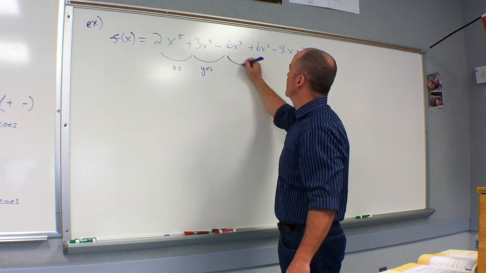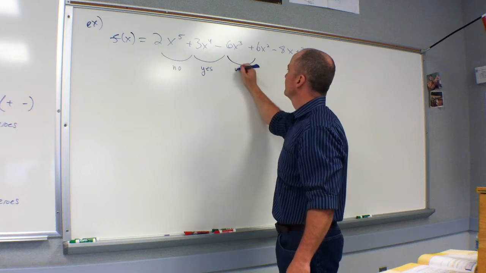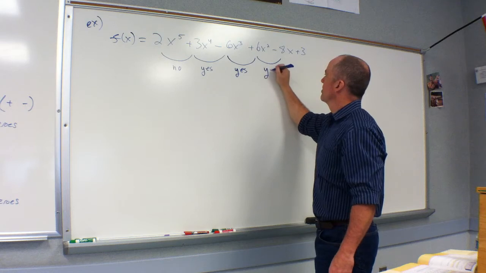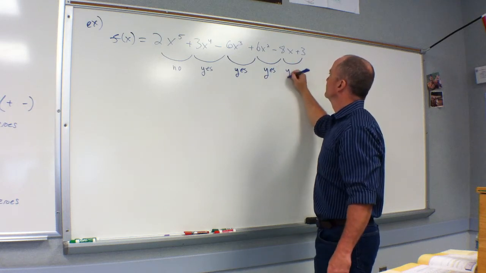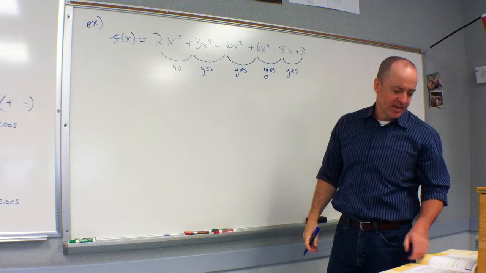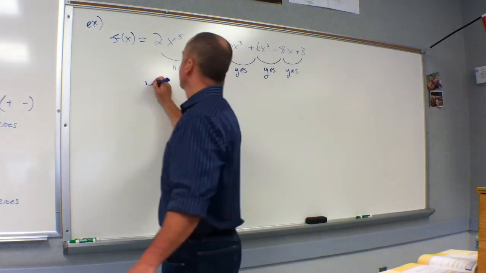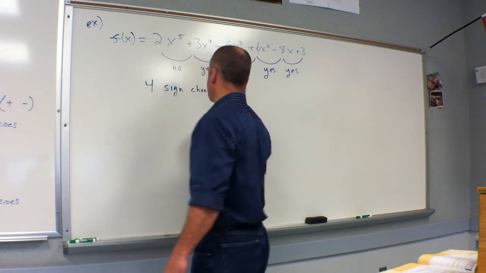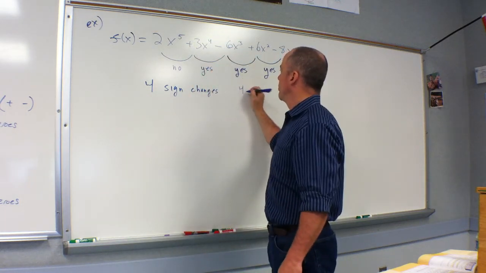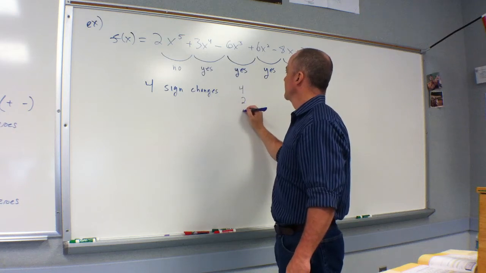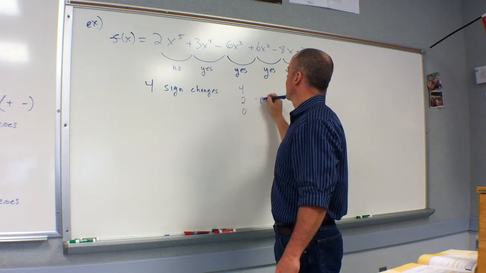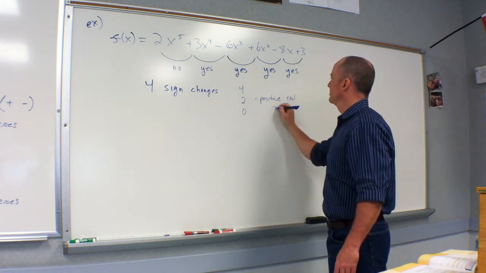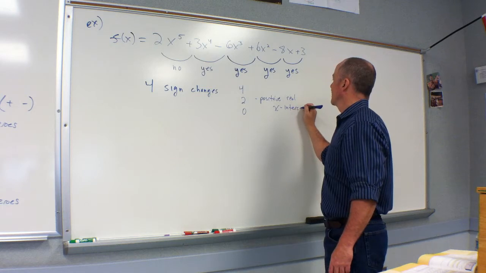If I go from minus to plus, do I have a change? Yes. If I go from plus to minus, do I have a change? Yes. And the next one is yes. It switches every single time. So I have 4 sign changes. This means I either have 4, 2, or 0 positive real x-intercepts.